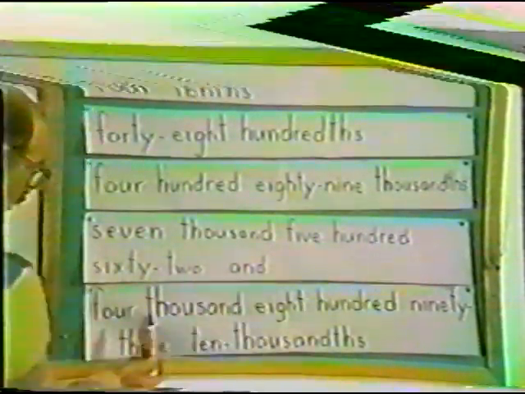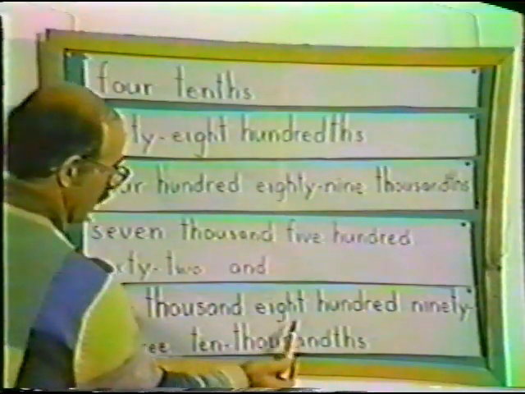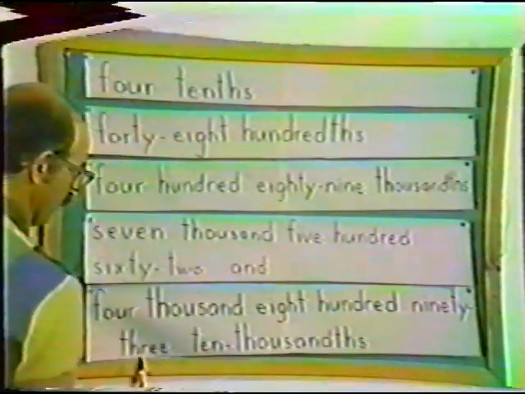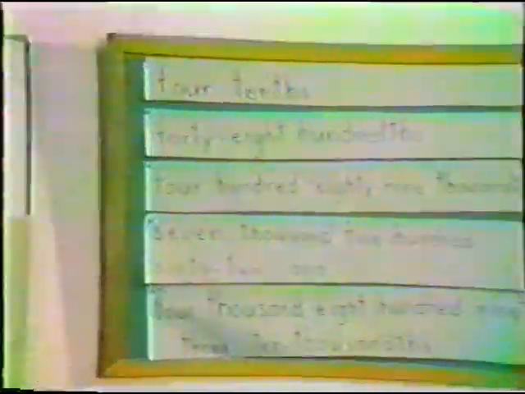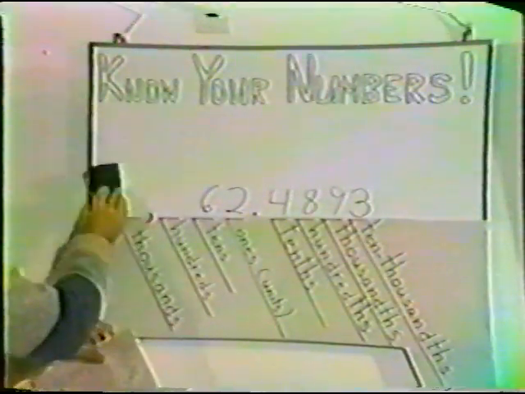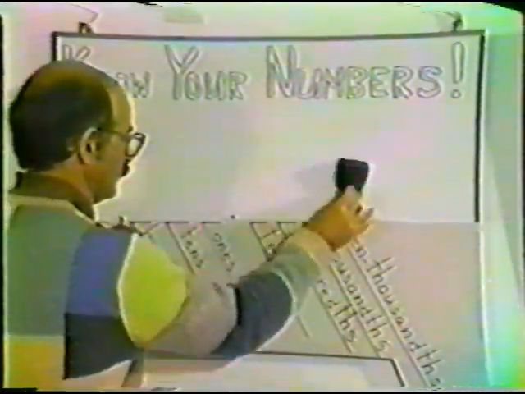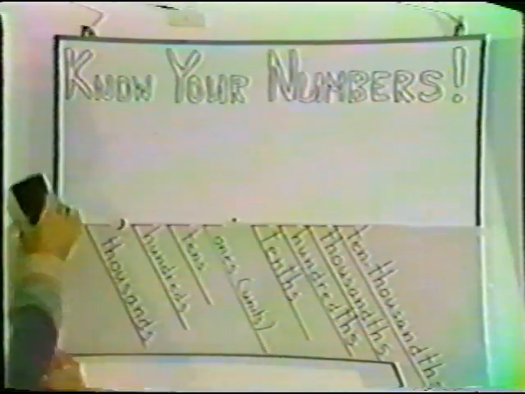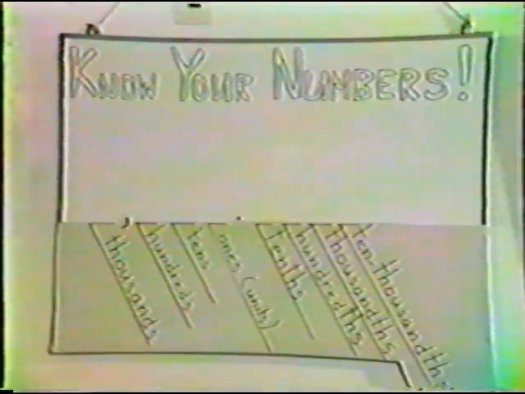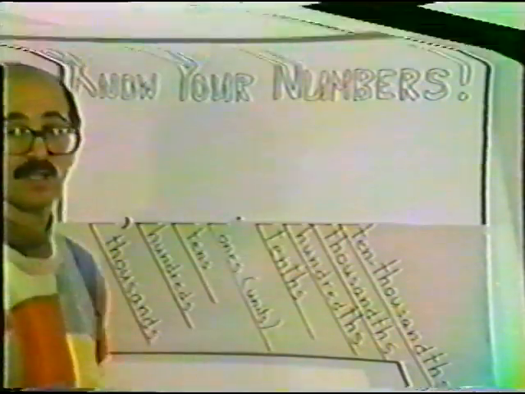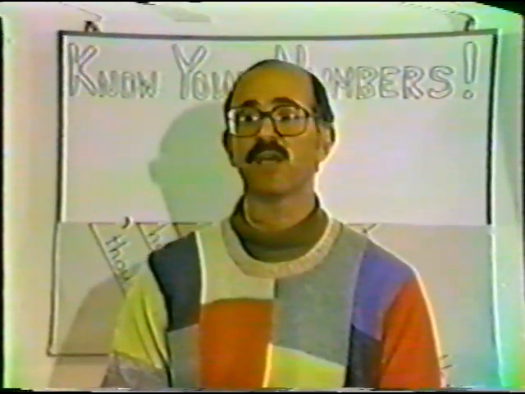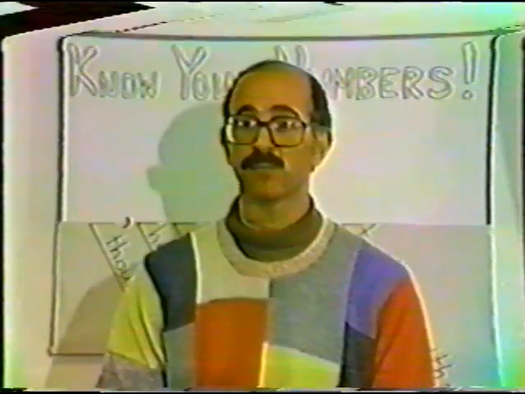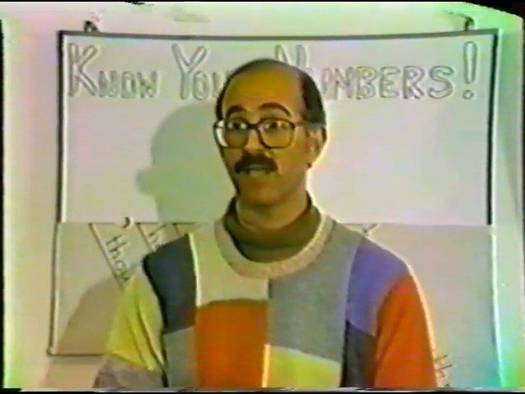7,562 and 4,893 10,000ths. Now we're going to write some more decimal numbers. Remember, first you read the number, then you read the place where the number ended.